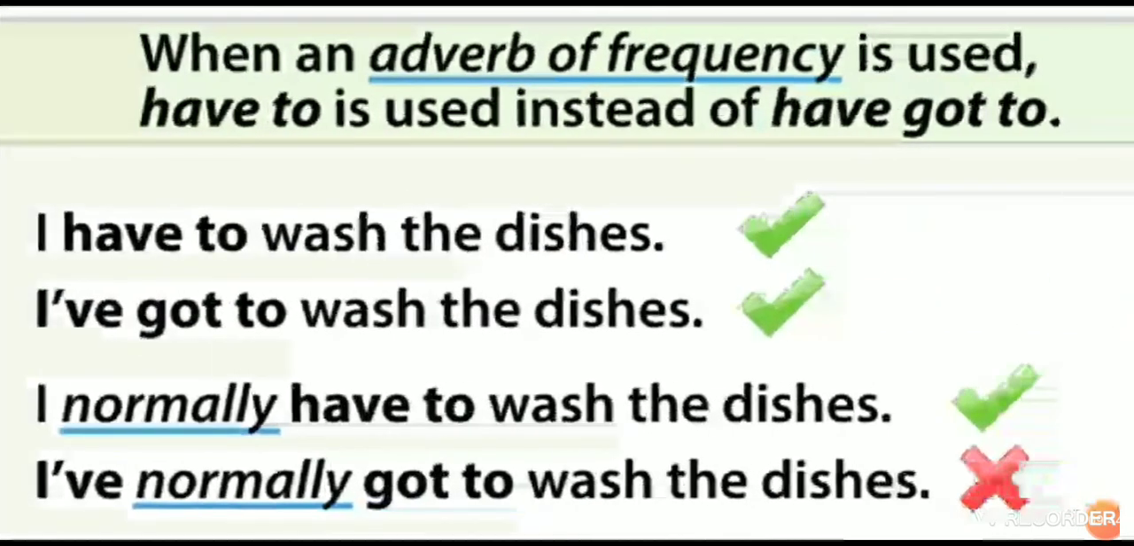Okay. Now see, when an adverb of frequency is used, have to is used instead of have got to. Now, where do we have to use have to instead of have got to? When an adverb of frequency is used. I have to wash the dishes. I have got to wash the dishes. Both are correct because there is no adverb of frequency here. I normally have to wash the dishes. I have normally got to wash the dishes. This is not correct, this is wrong. But I normally have to wash the dishes is correct.